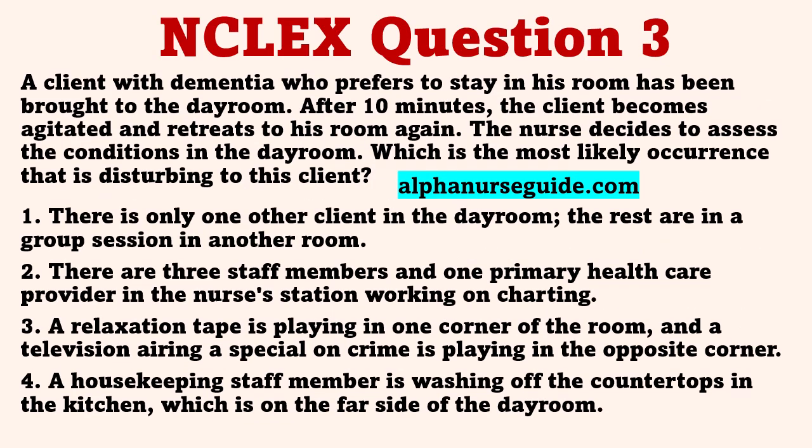A client with dementia who prefers to stay in his room has been brought to the day room. After 10 minutes, the client becomes agitated and retreats to his room again. The nurse decides to assess the conditions in the day room. Which is the most likely occurrence that is disturbing to this client? 1. There is only one other client in the day room. The rest are in a group session in another room.